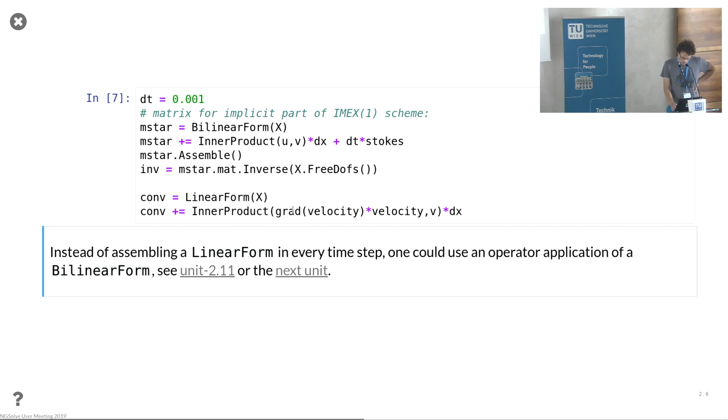So we have the gradient of the velocity times the velocity. The velocity itself, that was defined on the previous slide, is the vector H1 component of the product space grid function. So this is something that we can evaluate at every known time step. So this is for u n, for the last time step, we can evaluate this. So we get a linear form that we can compute by a very simple assembly. In the next steps later on, we will see that alternatively to a linear form, you could also use a bilinear form and an apply operation. So we will see what this means later on.